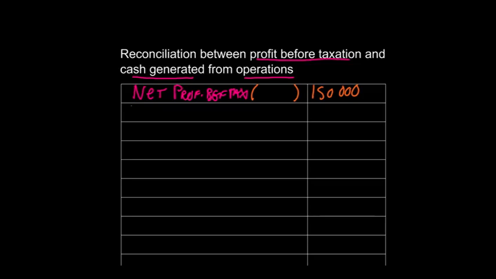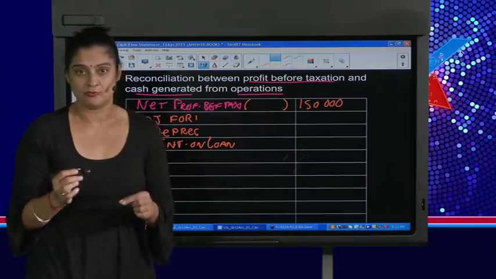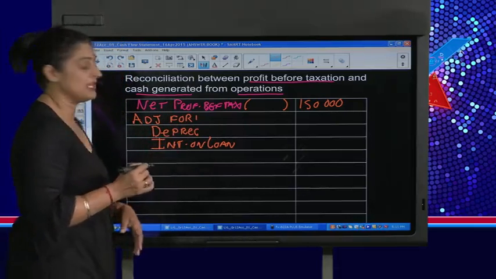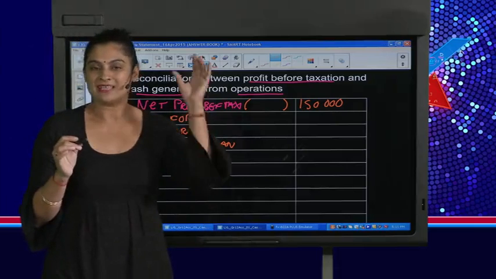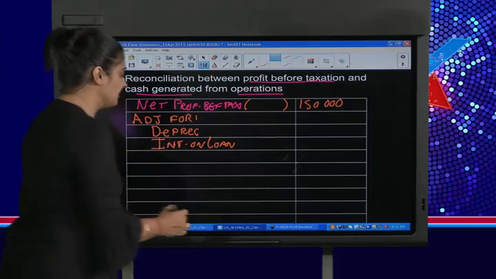Right, let's move on. Next part to the note, I'm now going to make an adjustment. So adjustment for the following items. The first item will be my depreciation, and again, this is format. The second item will be my interest on loan or interest expense. Doesn't really matter whether you call it interest on loan, interest expense. You can even call it interest paid. Right, let's now start with depreciation again. Depreciation is an income statement item. So I'm going back to my income statement.